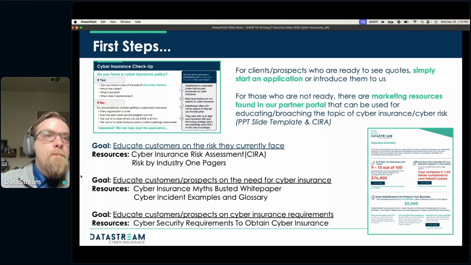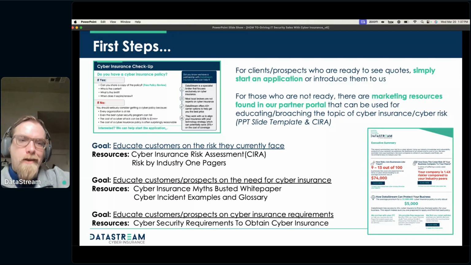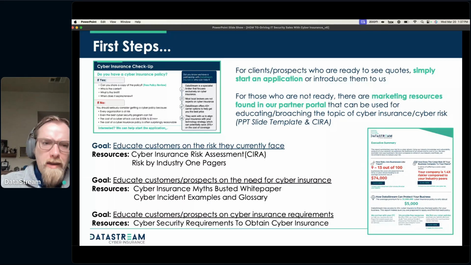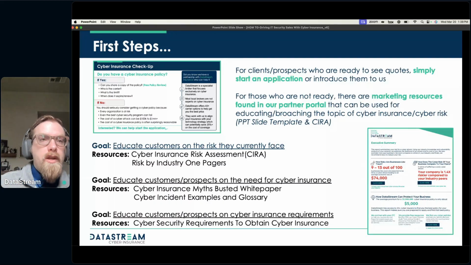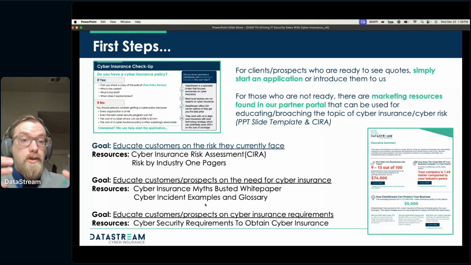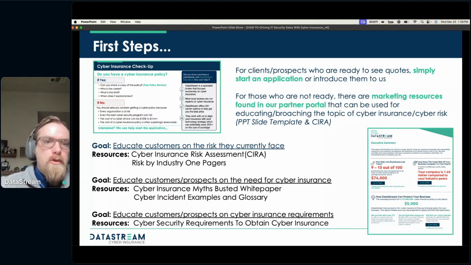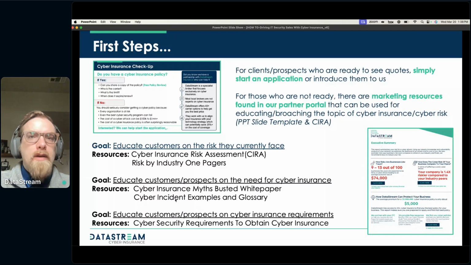for individual customers. The second one here is educating customers slash prospects on the need for cyber insurance, right? So the first one is the risk that they're facing currently. This one is more along the lines of, well, why would I even look at cyber insurance? So a couple resources you're going to find are our Myths Busted white paper, overcoming a lot of the stigmas around cyber insurance. Another really good one is cyber incident examples and glossaries. That's actually going to give you examples of cyber incidents and how insurance would come into play during that incident. So another really great one for educating customers on the ins and outs of cyber insurance.